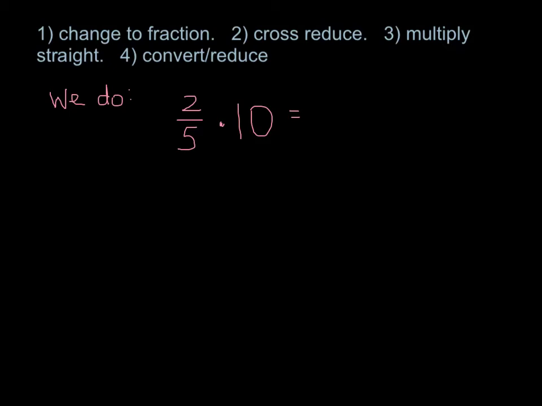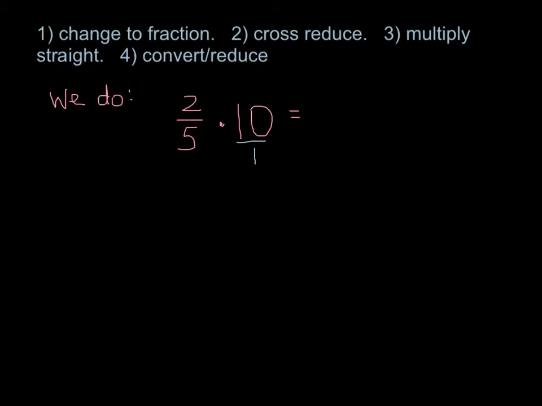So here's the steps. We use these steps to do it. Change them all to fractions. Well, 2/5 is already a fraction, but 10 is not. Really easy to change a whole number to a fraction, though, because if we just stick a 1 under him, 1 divides into 10 exactly 10 times. I have not changed that number. He's the same number. So 1 into 10, 10 times.